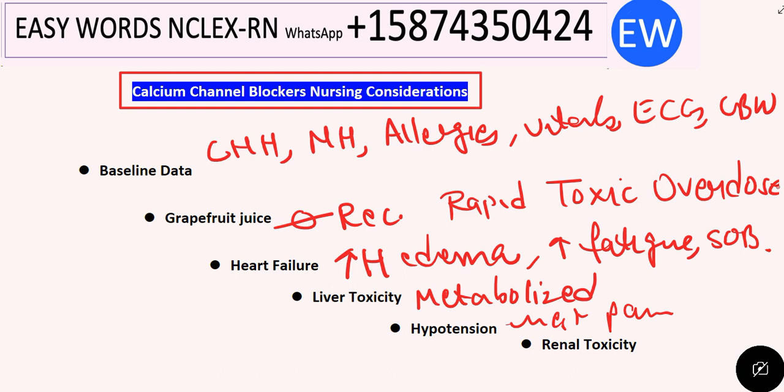Renal toxicity. Because calcium channel blockers are excreted by the kidneys, there is a risk for renal toxicity. So we would advise the patient to report any symptoms of renal toxicity, such as flank pain, any change in the urine color, or decrease in the urine output.